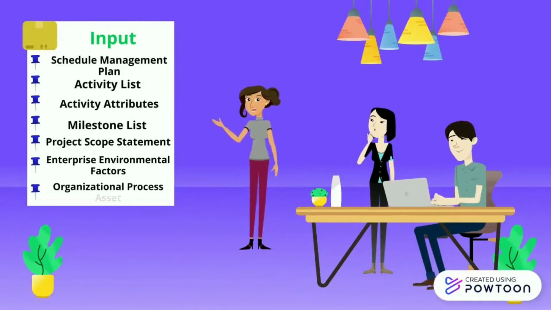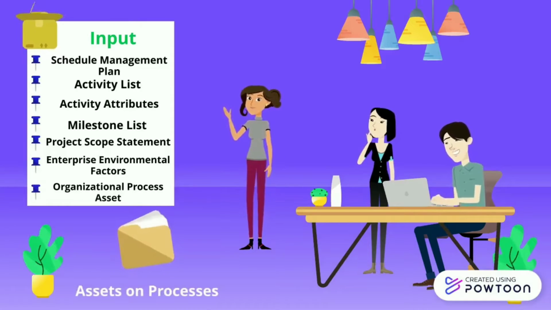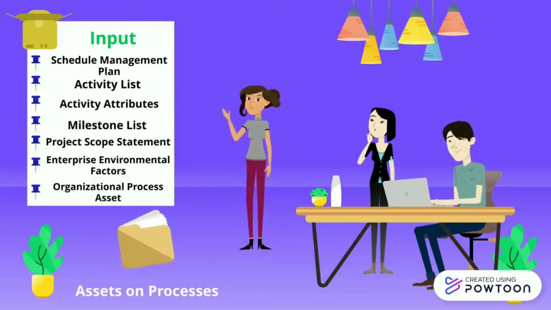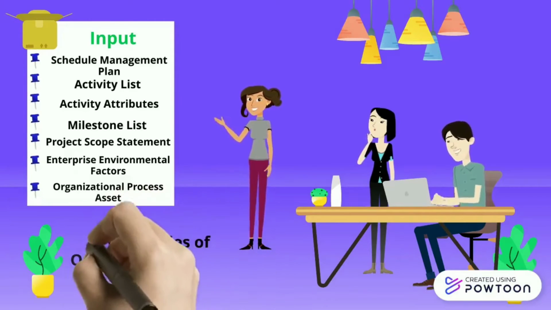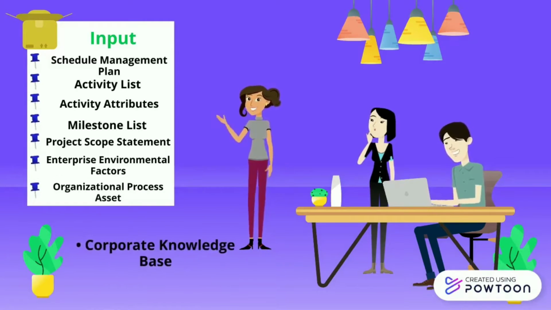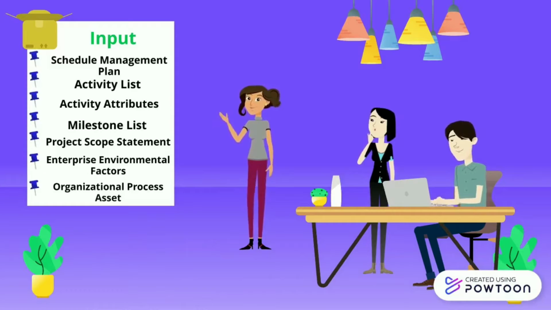And lastly is the Organizational Process Asset or OPA. Organizational Process Asset refers to all the implicit input or assets and processes used by an organization in operating their business. It refers to all the information that could be found in an organization's documentation. This helps to ease the management and processes of a project. There are three categories of OPA: processes, policies, and procedures, corporate knowledge base, team and SME knowledge. These are vital to the organization process to understand the team's capabilities, issues, knowledge, and procedures to do work.